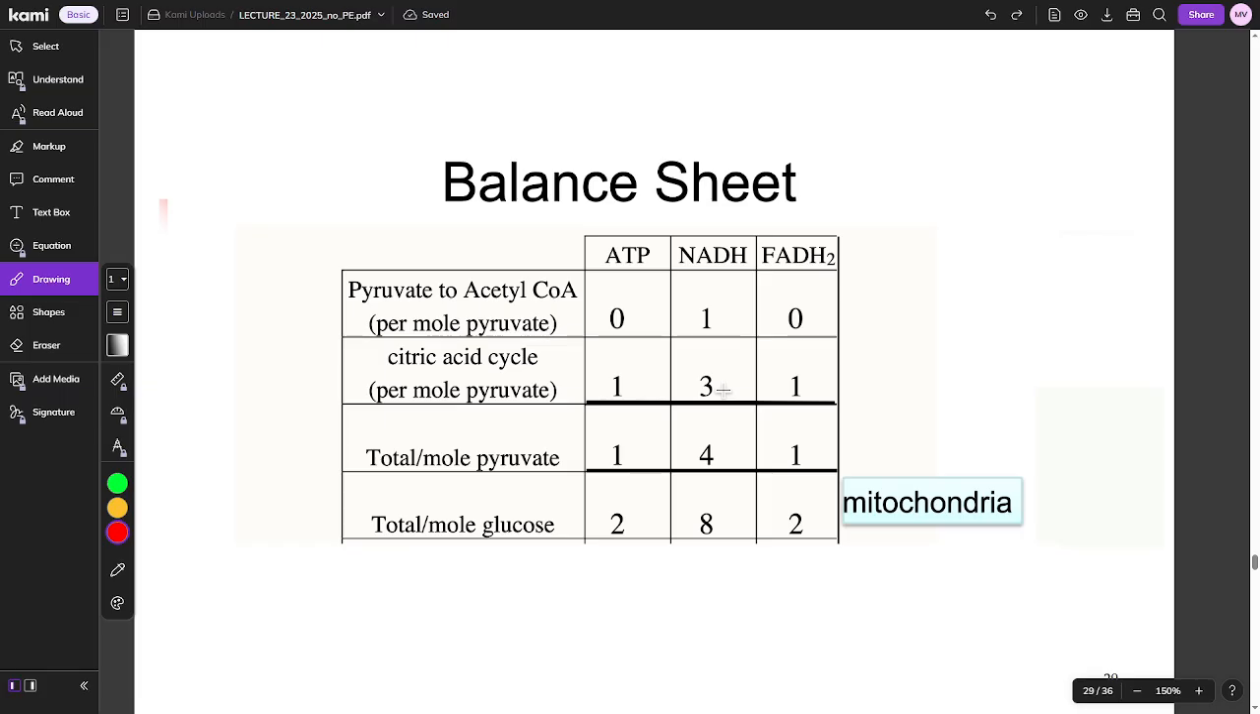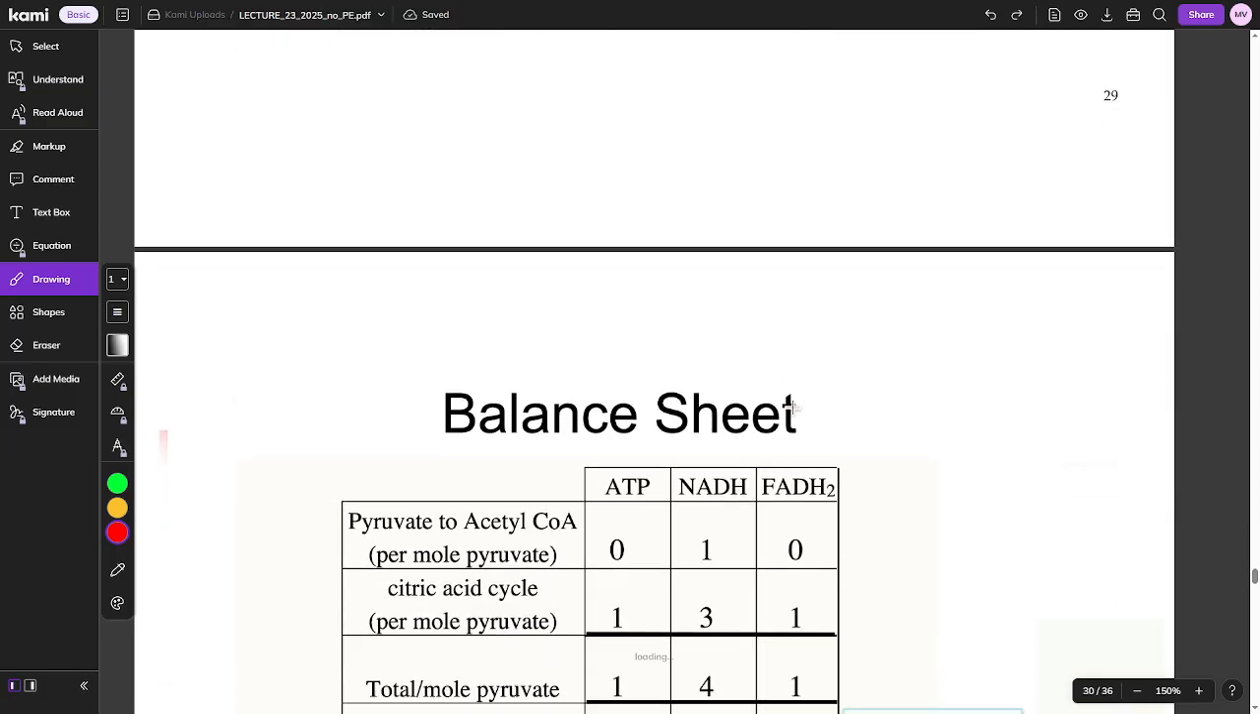Then we add glucose, right? So per mole of glucose, there's going to be 2 put in, 4 come out, so 2 net. The NADH is going to be double, because we're going to get some from the 2 pyruvates, and then we're also going to get the citric acid cycle twice. So it's going to be 8 total. And then FADH2 is going to be 2 molecules, because 1 pyruvate generates 1 FADH2 each.